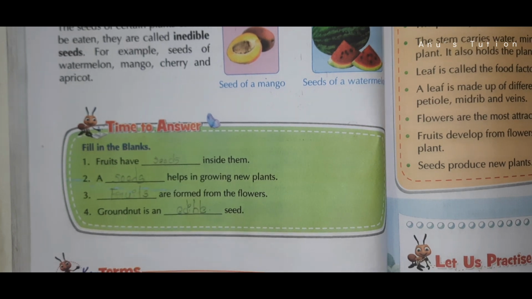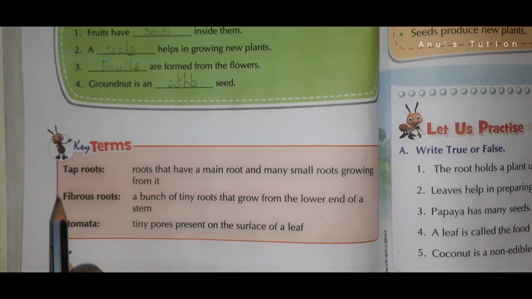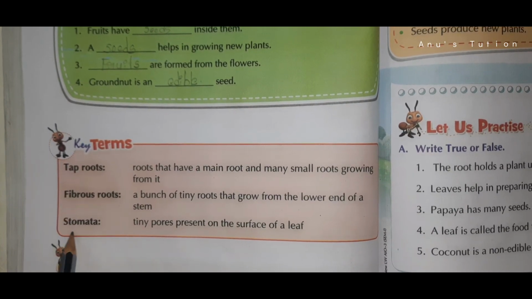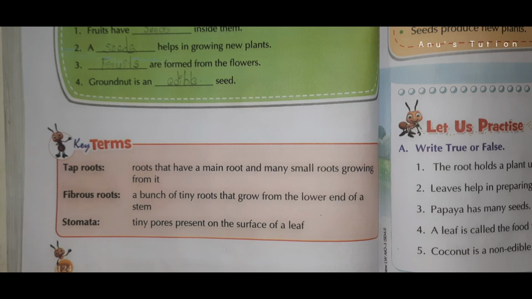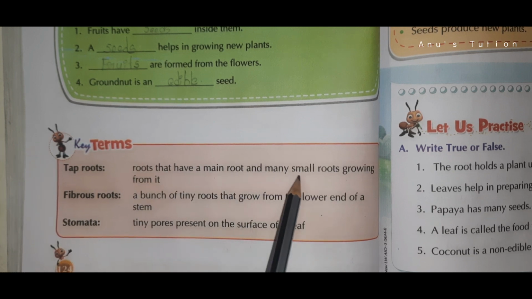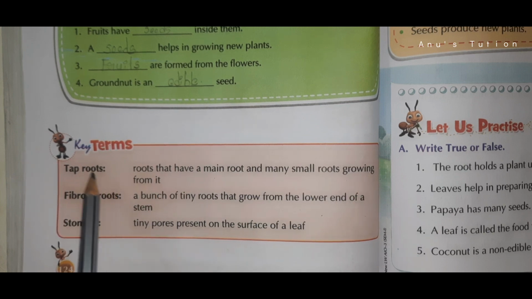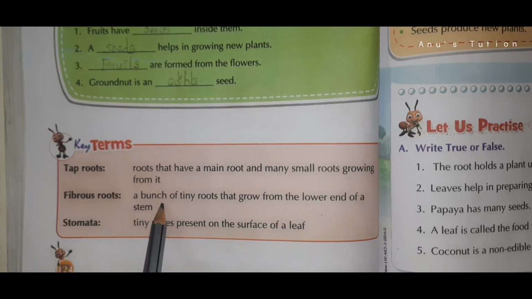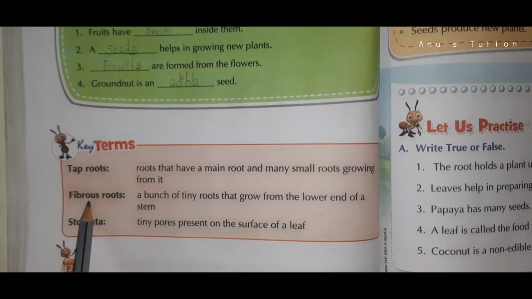Next. See here, 3 important points are there. We will discuss now. What is the meaning of a taproot, fibrous roots, stomata? In roots, 2 types are there, taproots and fiber roots. Already we discussed it. Another time I'm going to explain to you. Roots that have a main root having many small roots growing from it, this is nothing but a taproot. A bunch of tiny roots that grow from the lower end of the stem are called fiber roots.